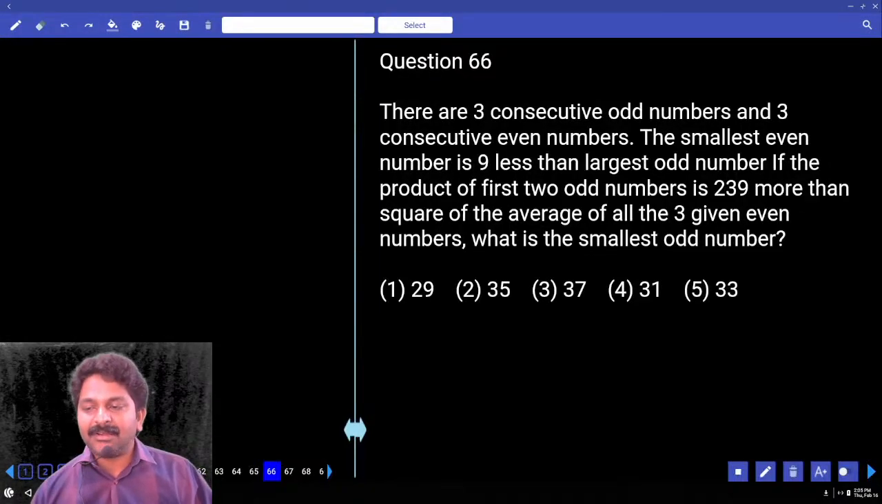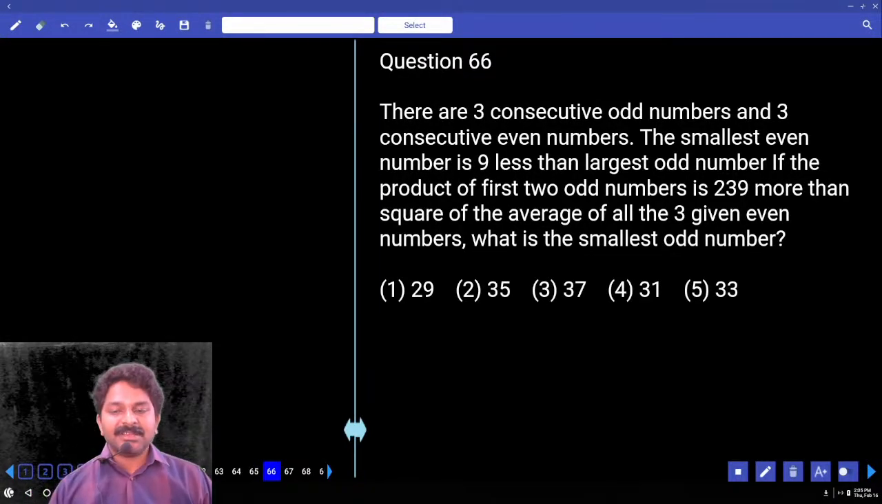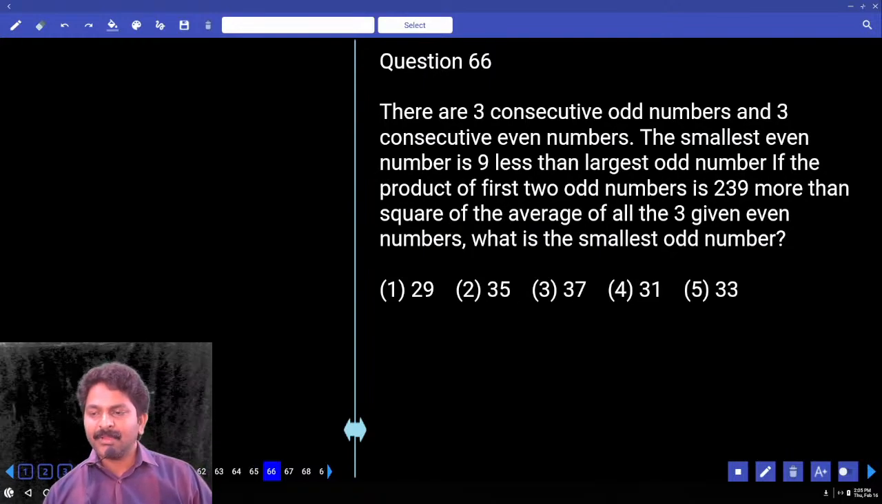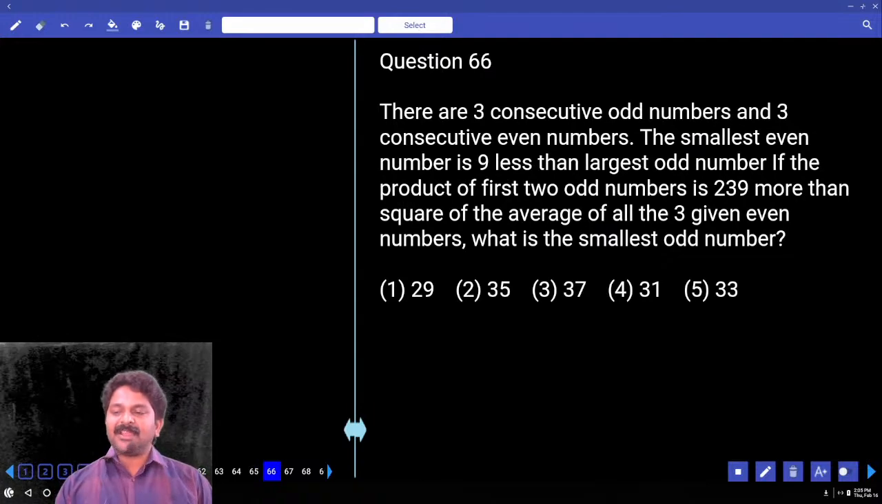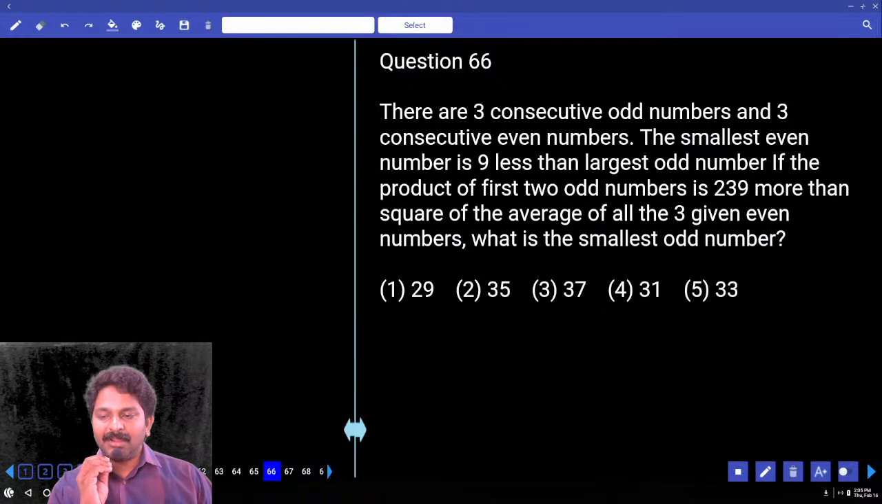There are 3 consecutive odd numbers and 3 consecutive even numbers. The smallest even number is 9 less than the largest odd number. The product of first 2 odd numbers is 239 more than square of average of all 3 given even numbers. What is the smallest odd number?